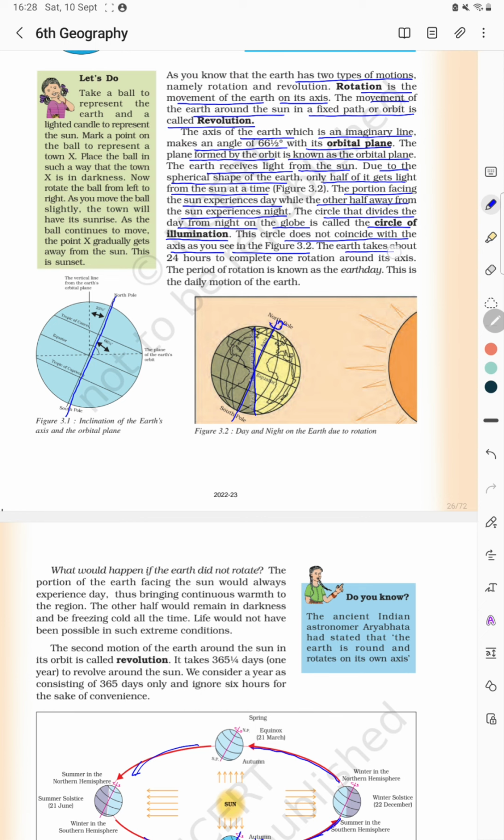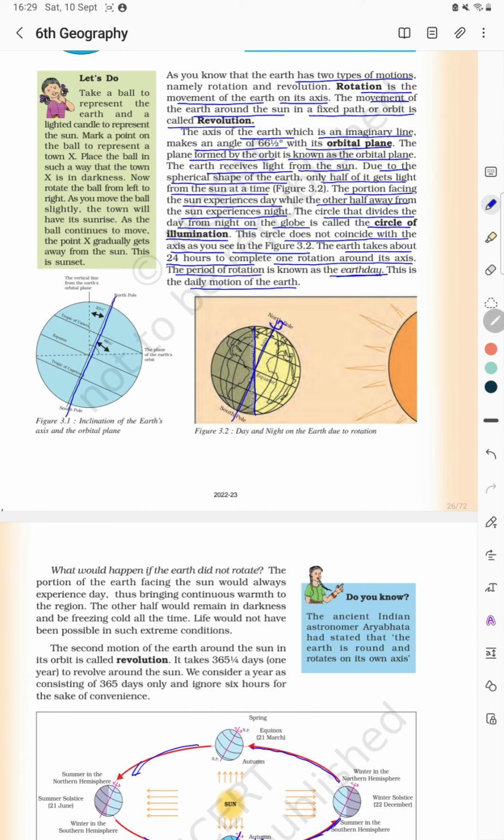Earth takes about 24 hours to complete one rotation around its axis. Earth rotates from west to east around its axis in 24 hours. The period of rotation is known as earth day. The period of rotation is 24 hours. In 24 hours earth completes its one rotation. This 24 hours is earth day. So this is the daily motion of the earth.